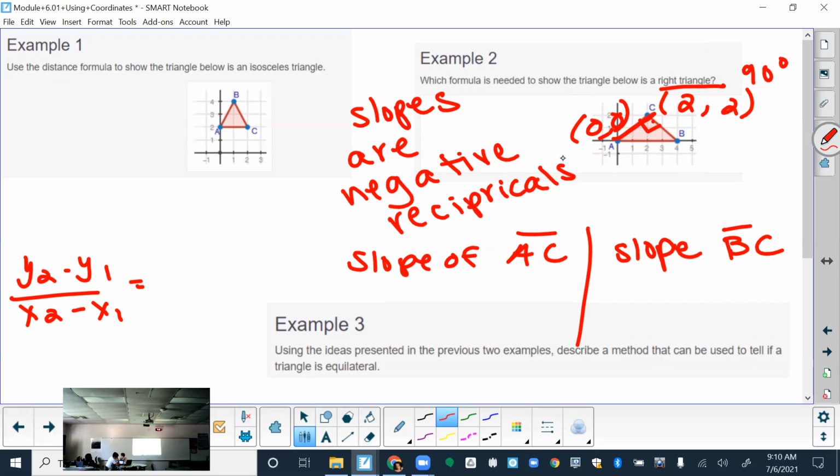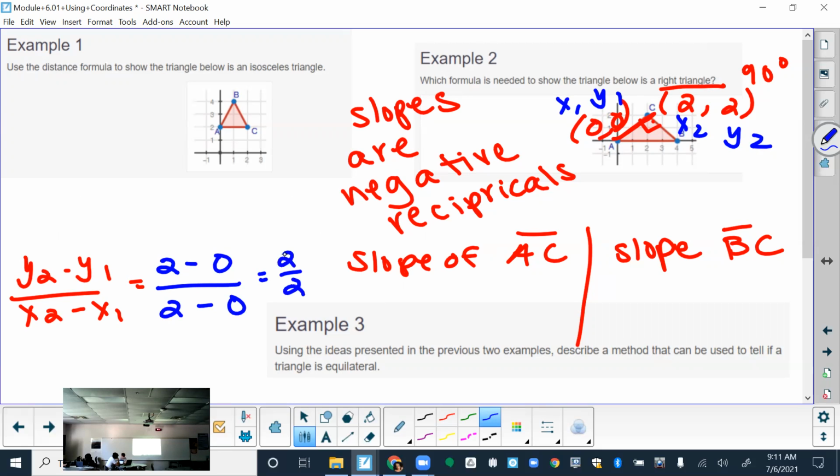So let's just label it. Y2 would be what? Two minus y1, which is, over x2, which is, good. Which we get 2 over 2, which simplifies to 1. So the slope of AC is 1.